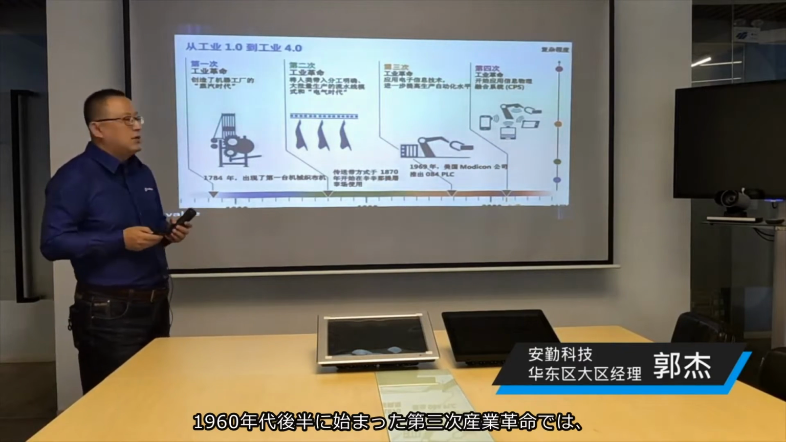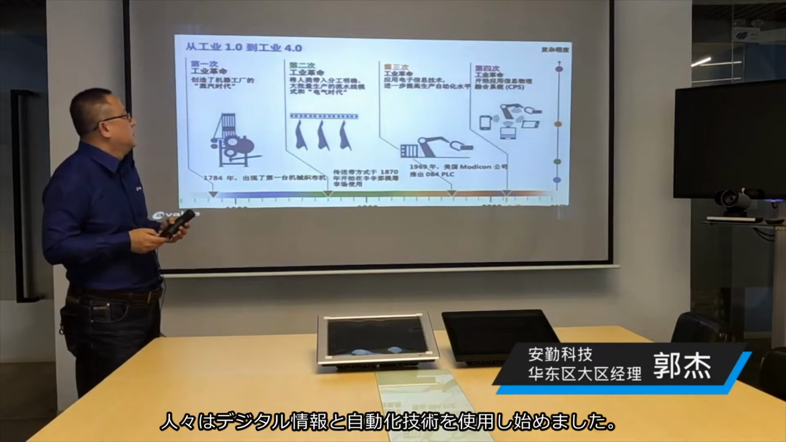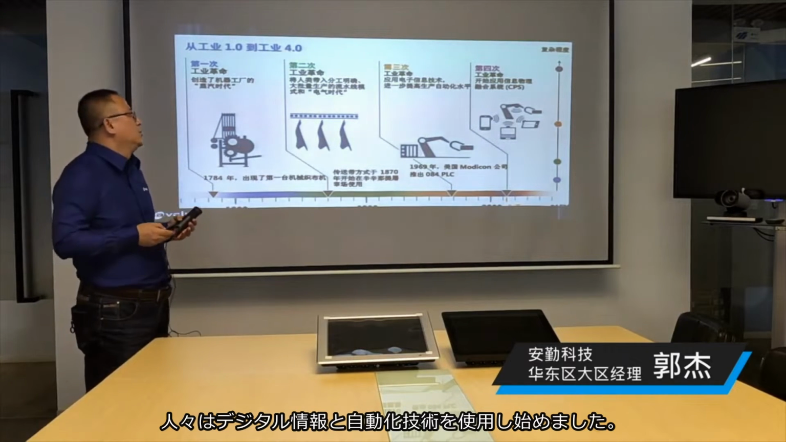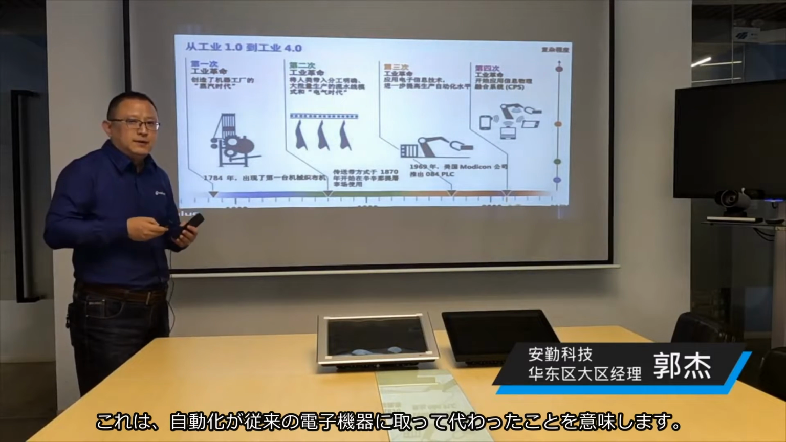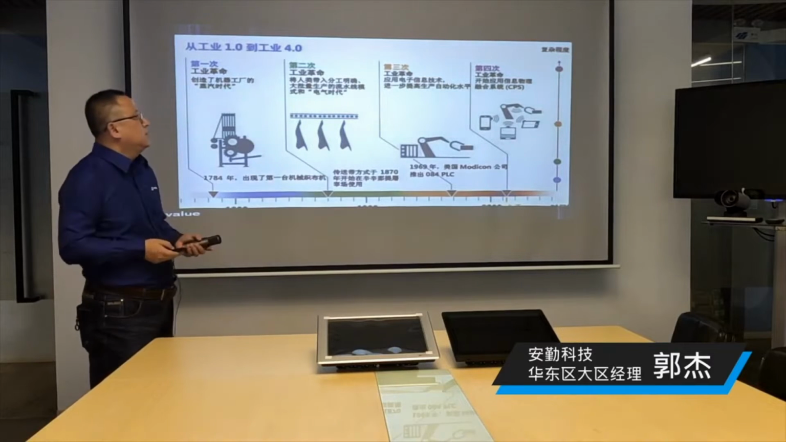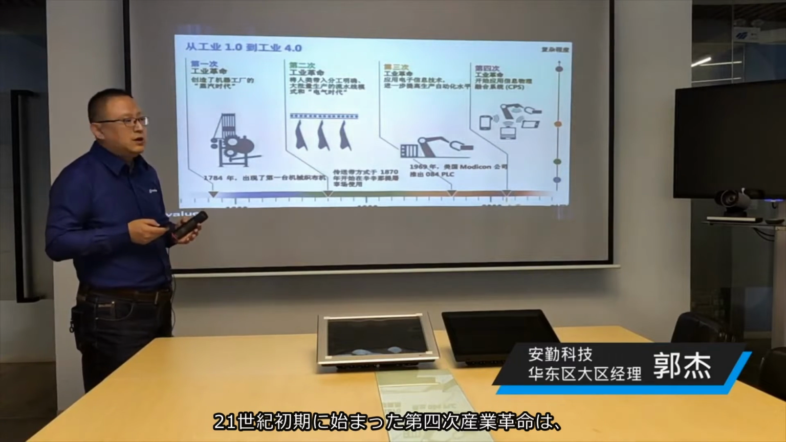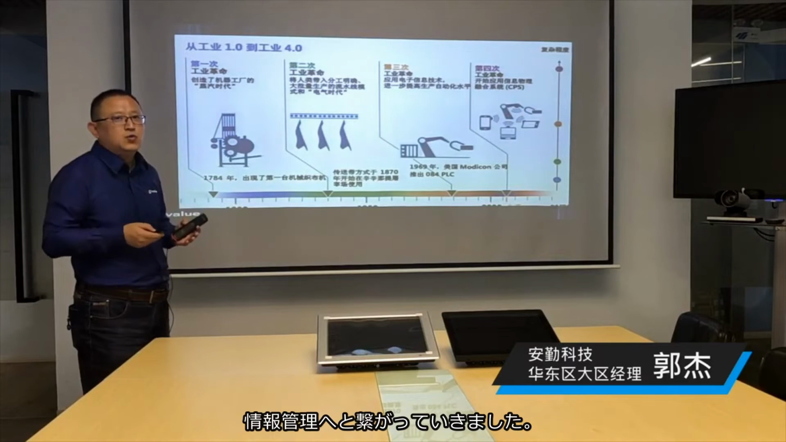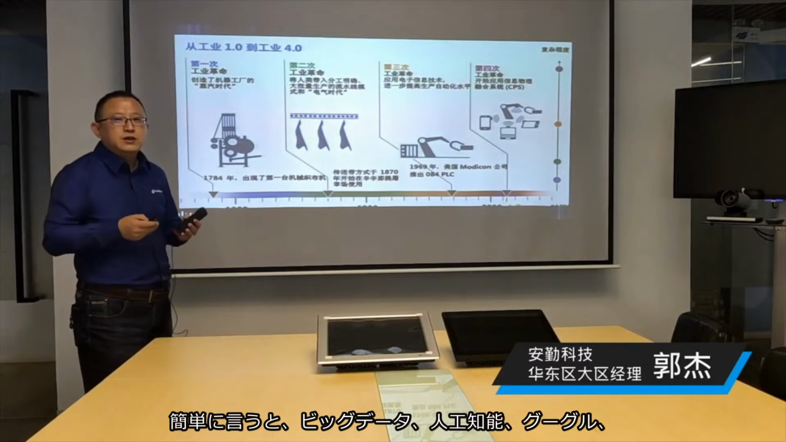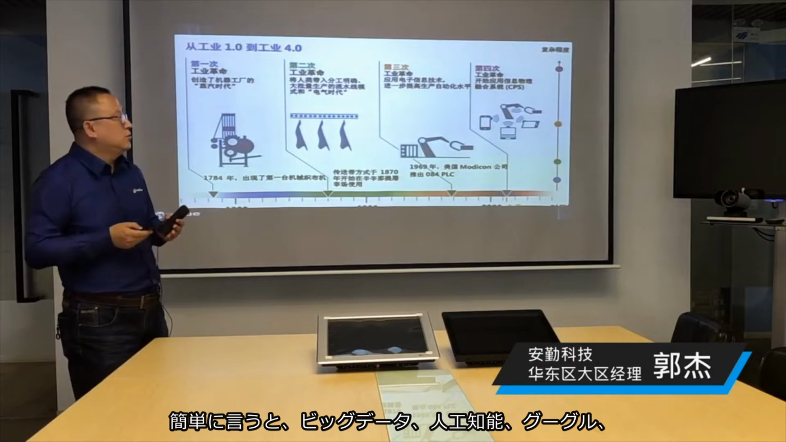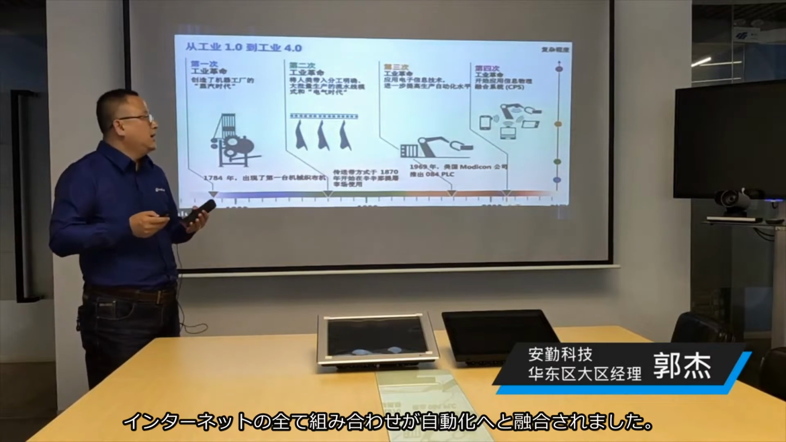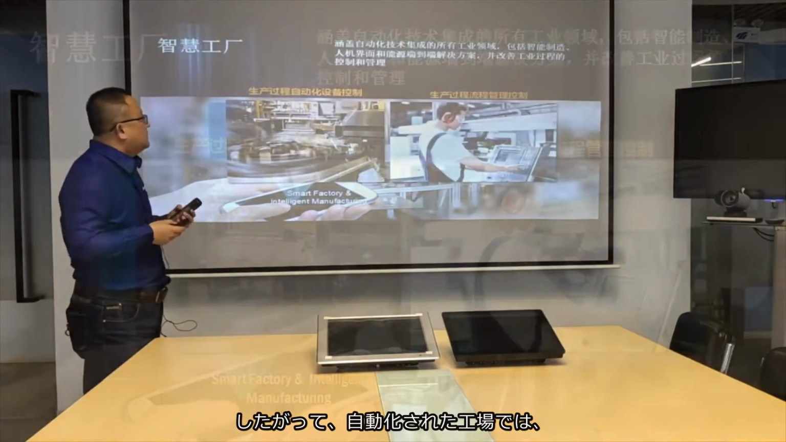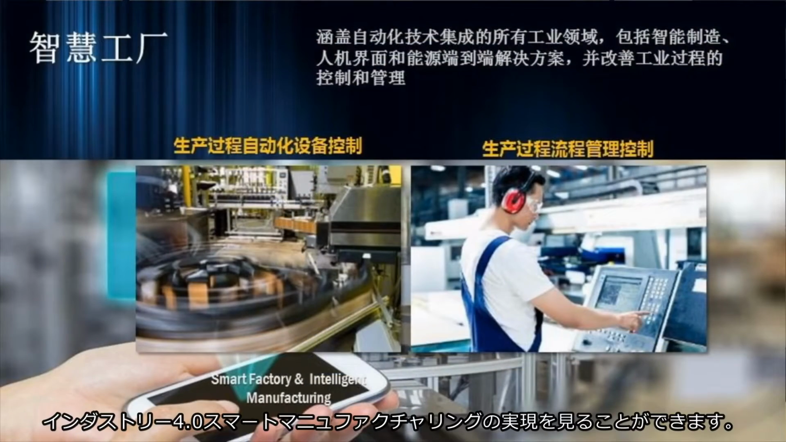And in the third industrial revolution, which started towards the end of the 1960s, people began using digital information and automation technology, which meant that automation replaced traditional electric equipment. The fourth industrial revolution, starting at the dawn of the 21st century, led to information management. In simple terms, it's the combination of big data, AI, Google, and the internet, all integrated with automation. So in the automated factory, we can see the implementation of Industry 4.0 smart manufacturing.